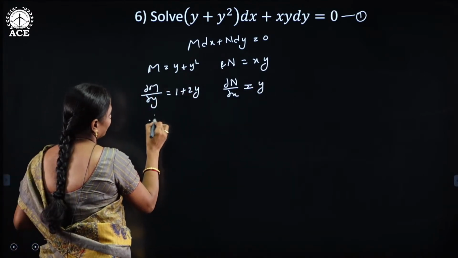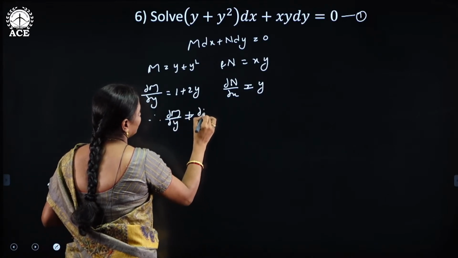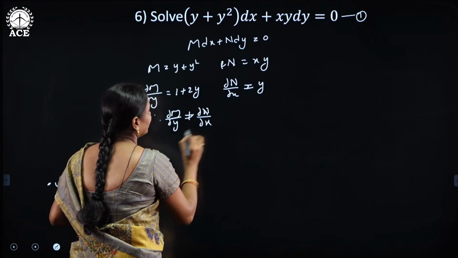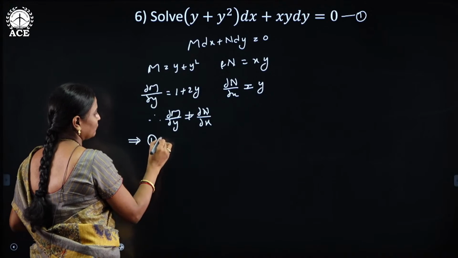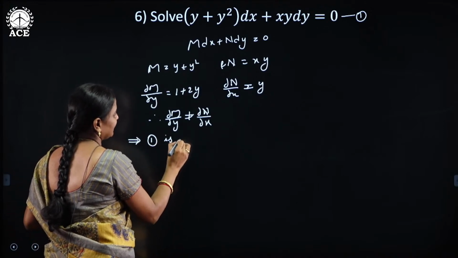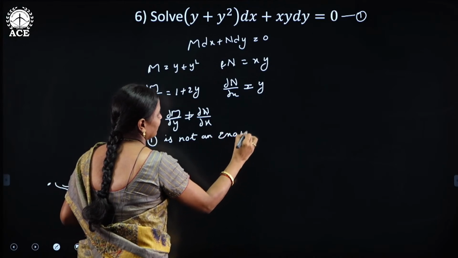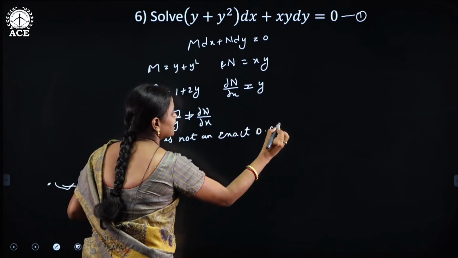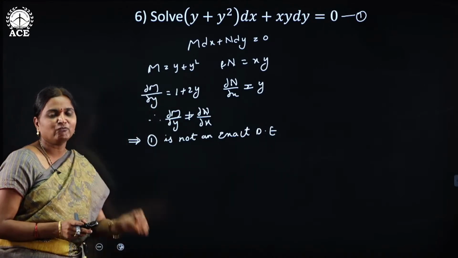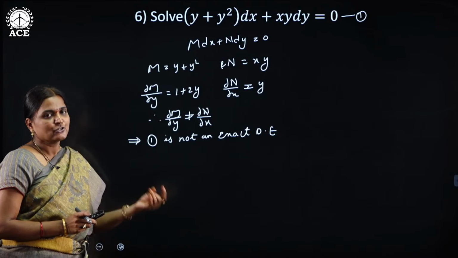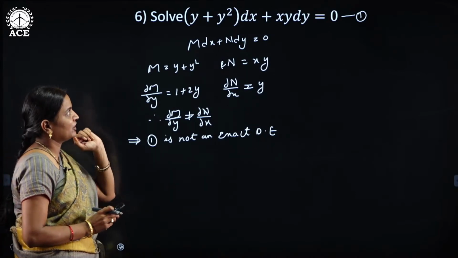From these two we can write ∂M/∂y is not equal to ∂N/∂x. When ∂M/∂y is not equal to ∂N/∂x, equation 1 is not an exact differential equation. What is our next step? When it is not an exact differential equation, find the integrating factor. So to find the integrating factor, identify the nature of the given differential equation.